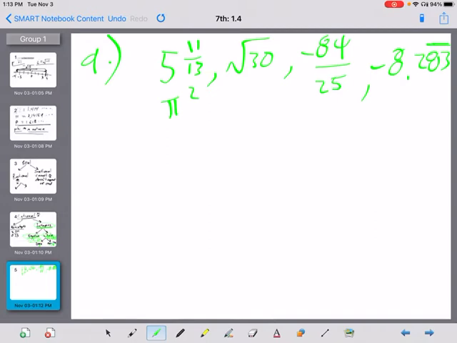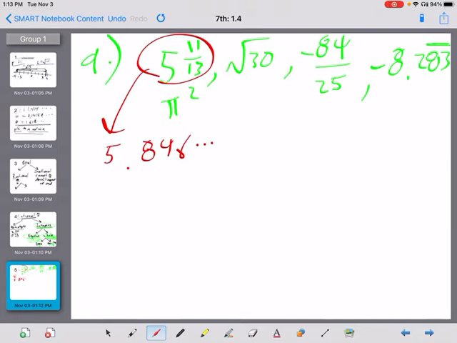So I am going to switch this to red. And we're just going to try to list them all out. So 5 and 11 over 13. So I do 11 over 13 on my calculator. I'm going to get 5.846. I'm going to put dots after it to know that it keeps on going.